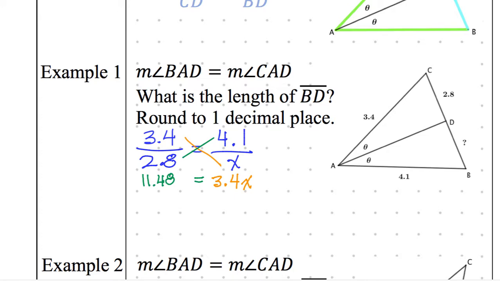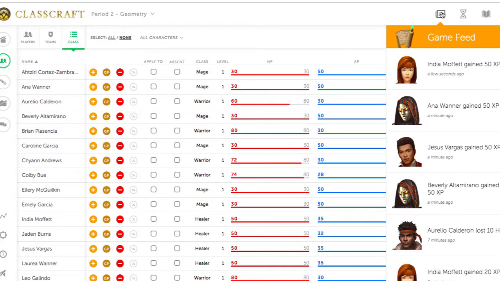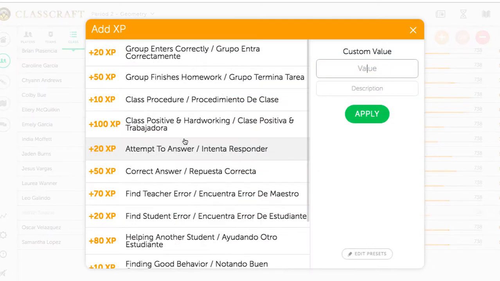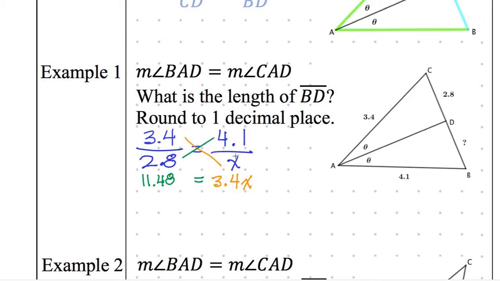All right. Next step is to do what? Hold on. I think I forgot to give Samantha her XP. Can't forget that. Next step is to do what, Ellery? Divide both sides by 3.4. Divide both sides by 3.4.